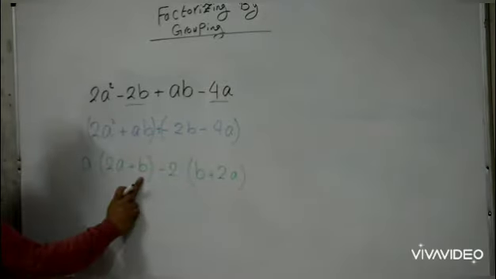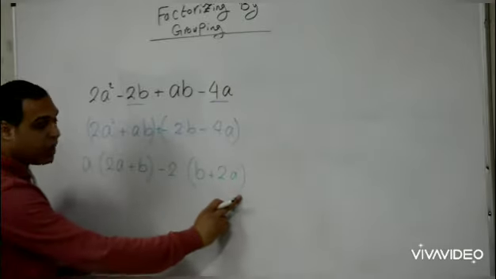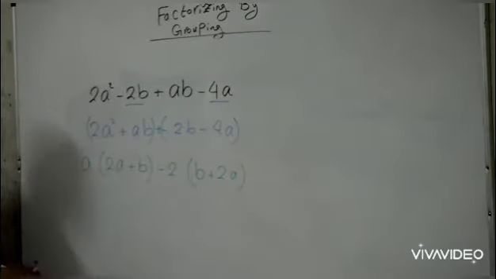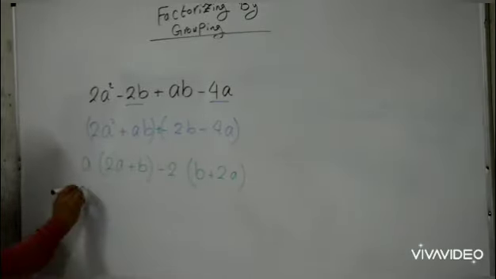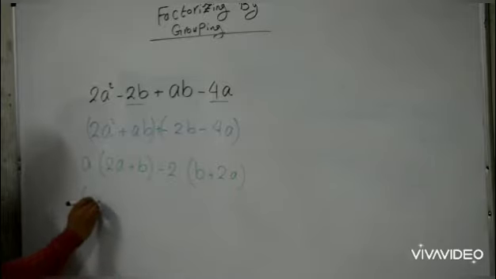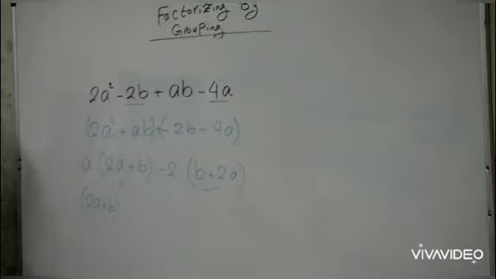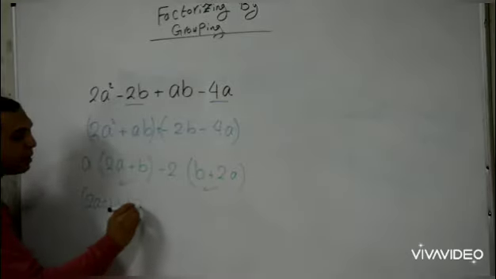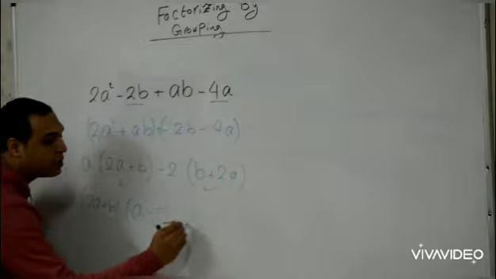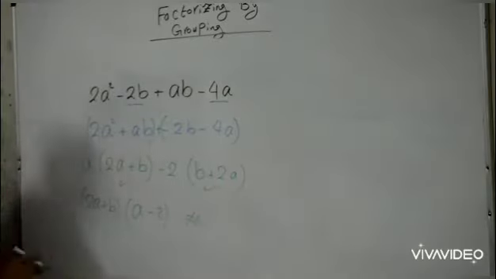2a plus b is the same as b plus 2a because the sign between them is plus. So the common factor is 2a plus b. So I am right, because these 2 brackets are like each other. The remaining part is a minus 2. I have finished another example.